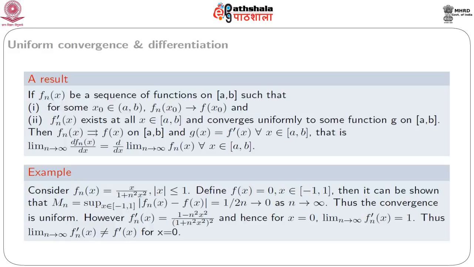However, if we calculate the first derivative with respect to x, we get the expression 1 minus n square x square divided by 1 plus n square x square whole square, and hence for x equal to 0 we get the limit of the first derivative as 1. Hence limit of the first derivative is not equal to the derivative of the limit function, at least for x equal to 0.